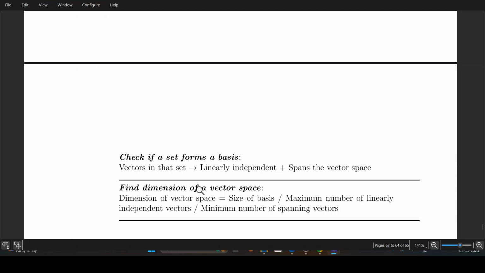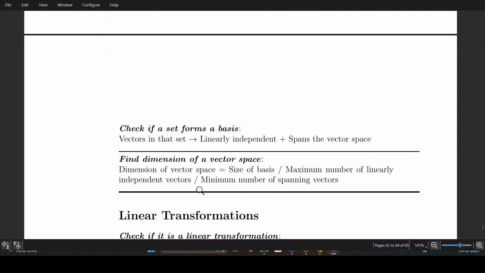The next is to find the dimension of a vector space. So this is pretty easy. Dimension of a vector space is nothing but the size of a basis, or the maximum number of linearly independent vectors possible, or the minimum number of spanning vectors. So that's how we find it.